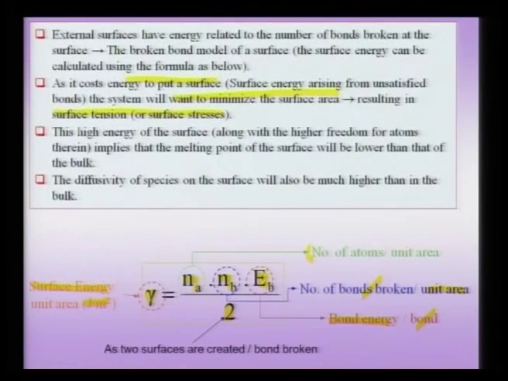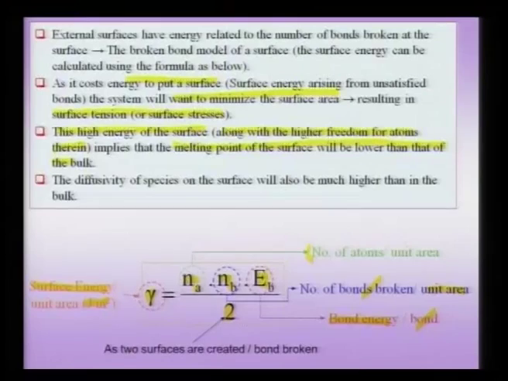Now, another important effect of the surface energy is that given that the surface is a state of high energy, and also the fact that the surface has higher freedom compared to the bulk, the atoms in the surface can vibrate or have a higher degree of freedom as compared to the atoms in the bulk, the melting point of the surface will be lower than the melting point of the bulk. That means the surface would melt at lower temperatures as compared to the bulk.